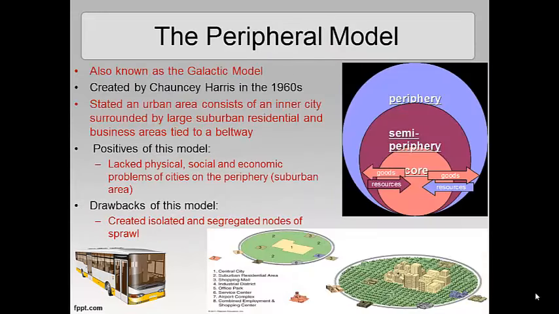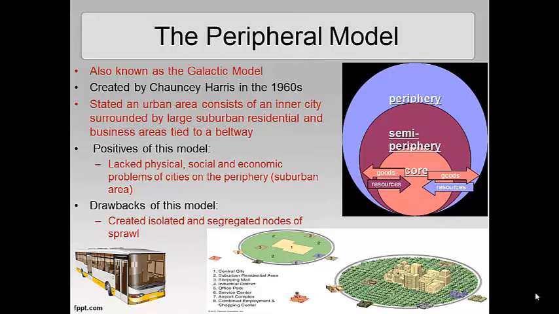Alright, now let's get on to another model. We talked previously about core and periphery. Let's get into something called the peripheral model, also known as the galactic model. It was created by Chauncey Harris, actually one of the creators of the multiple nuclei model, in about the 60s. What he stated was this: he noticed that urban areas consist of an inner city surrounded by a large suburban residential area tied to some sort of beltway or roadway to get in and out of the city.